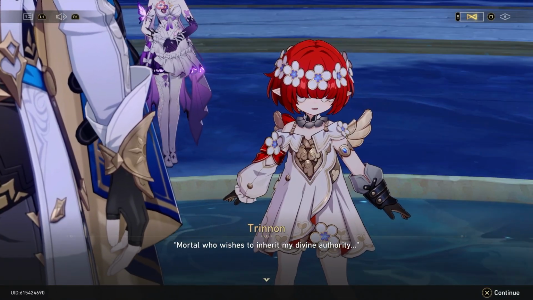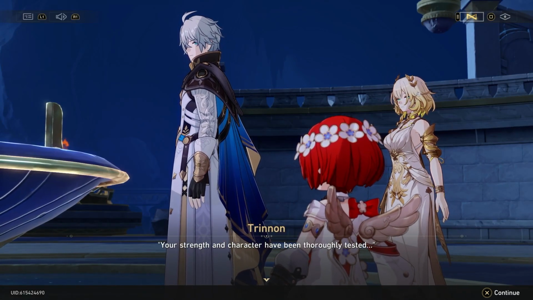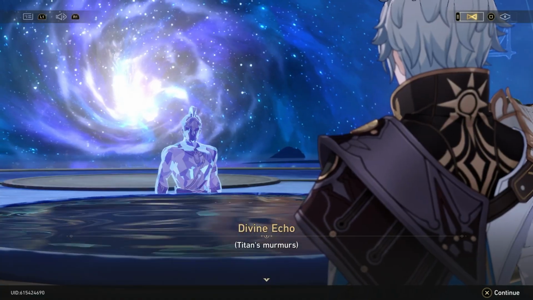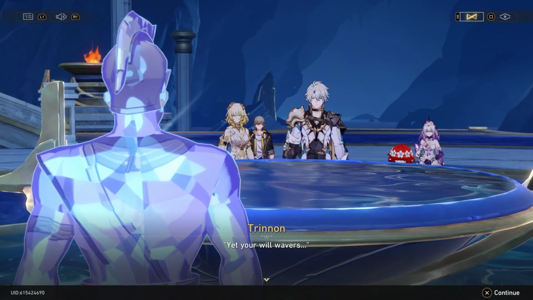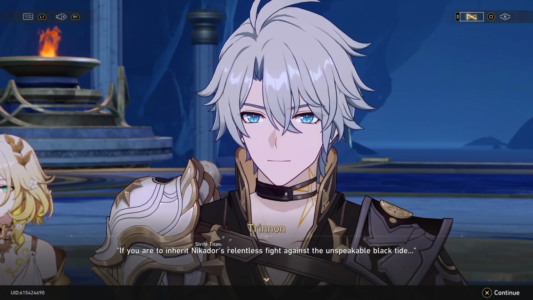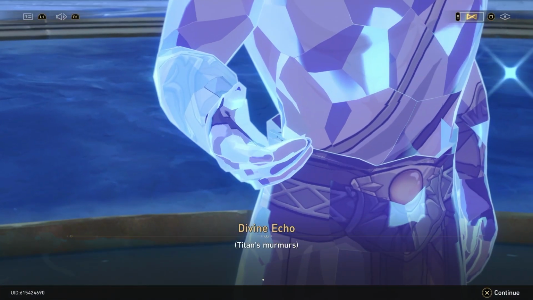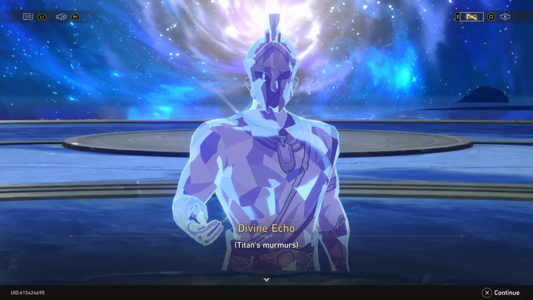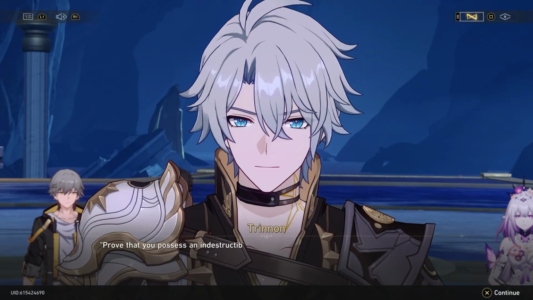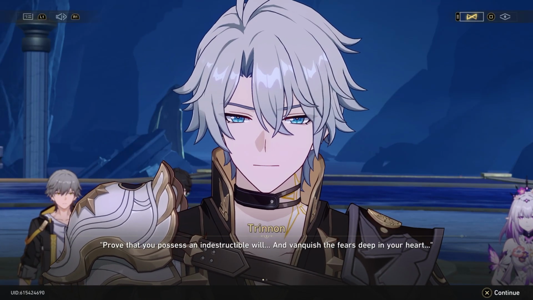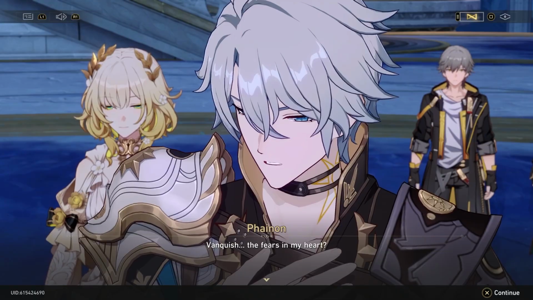Mortal who wishes to inherit my divine authority. Your strength and character have been thoroughly tested. Yet your will wavers. If you are to inherit Nikador's relentless fight against the unspeakable Black Tide, you must accept a trial of divinity. Prove that you possess an indestructible will, and vanquish the fears deep in your heart. Vanquish the fears in my heart.